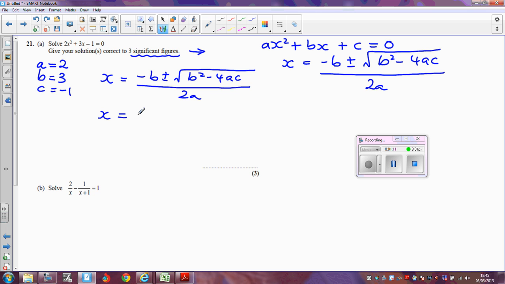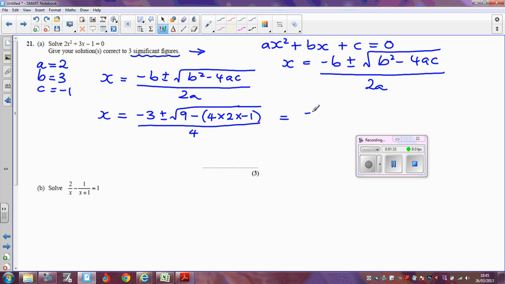So b is 3, minus b then is going to be minus 3, and then it's plus or minus the square root of b squared. Well, that's going to be 9 minus, and I'd always put this in a bracket, 4 times a, which is 2, times c, which is minus 1. Let's just extend that, and that's all divided by 2a. Well, 2 times 2 is 4.